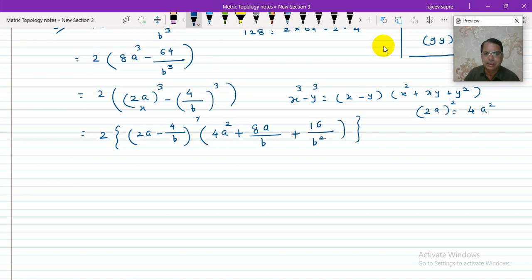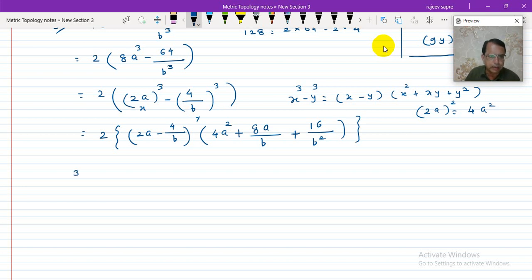So this is the factorization. 2 is one factor, this is another factor, this is the third factor. So we have expressed this as a product of three terms. First term is 2, second term is 2a minus 4 upon b, and third term is 4a squared plus 8a upon b plus 16 upon b squared. I hope you understood. This is how such problems can be managed.